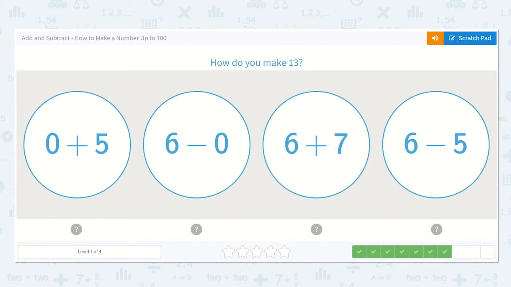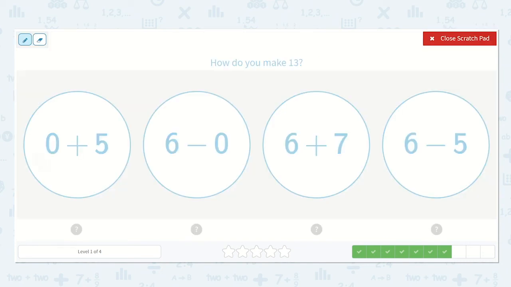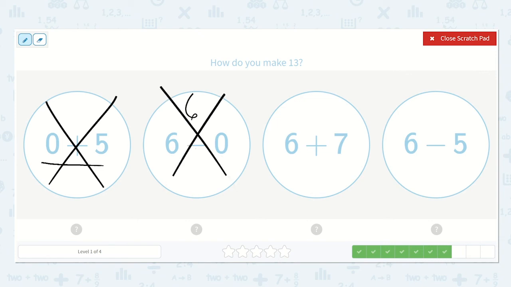Now they ask, how do you make 13? Well, I can see that 0 plus 5 is going to just be 5, so I can cross this one off. Here I have 6 and I am taking away 0 or nothing, so I will still have 6. So that is not the correct option either. Here I have 6 plus 7. Well, I do know my doubles, 6 plus 6 is 12. So 6 plus 7 would be just one more than 12. What is one more than 12? Yes, 13. And that's the number we're looking for.